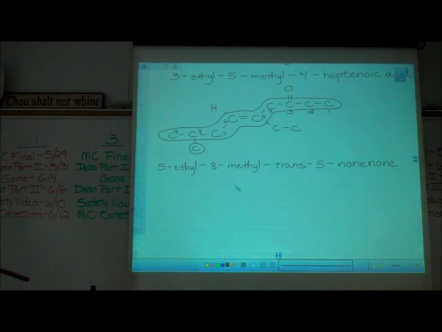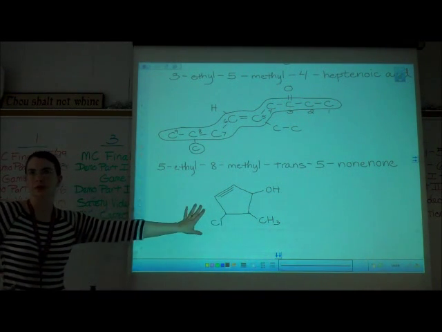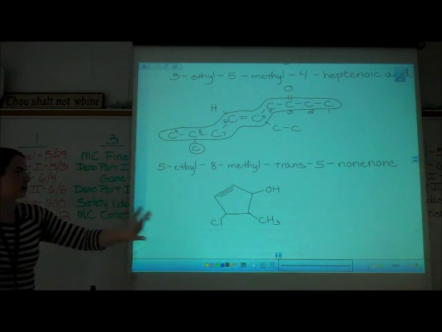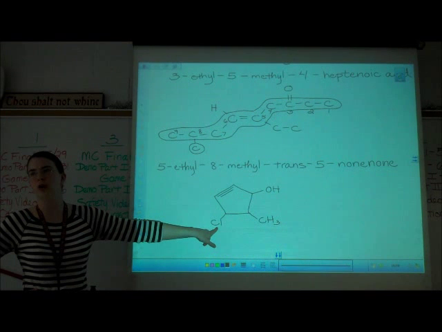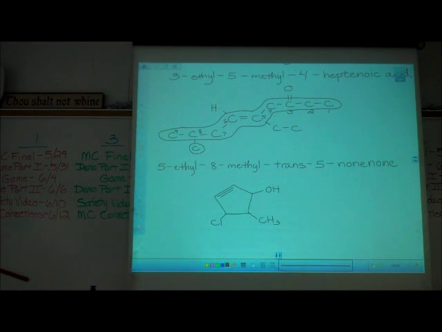Let's do one more. I'm doing that to mean that there is a triple bond on that side. Let's put a chlorine on there. Remember guys, halogens, you treat them just like a substituent, like a methyl or an ethyl, except you don't call it chloral, you call it chloro, bromo, iodo, fluoro if you had fluorine. Try this one.